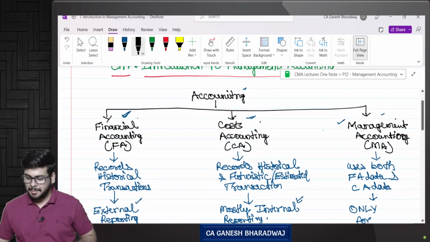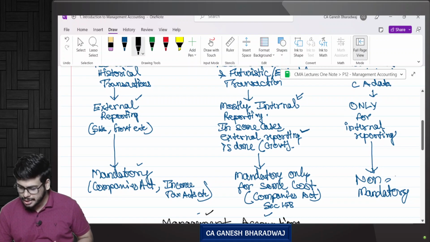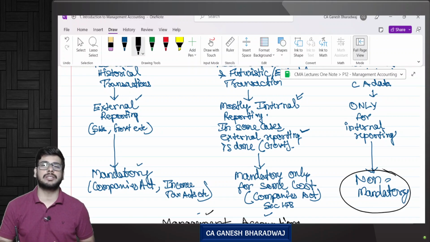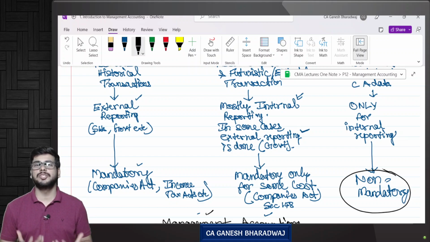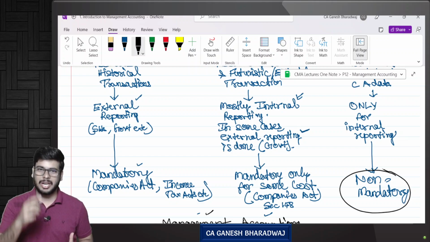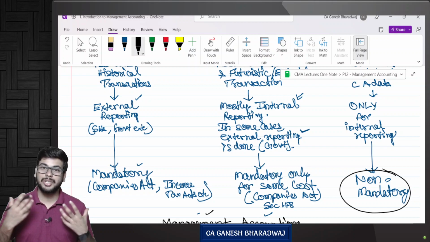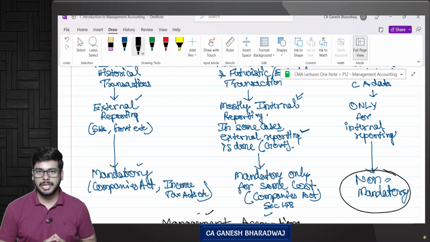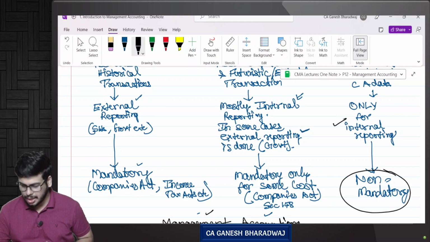Now you tell me, management accounting as a separate branch of accounting, though it is not mandatory, obviously it is very much important for the successful survival of any business. So now, even if it is not mandatory, companies know the importance of management accounting, and they have a separate management accounting team inside, and this is strictly for internal purposes.